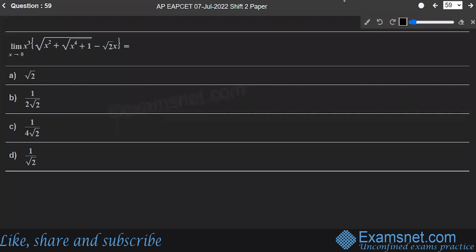Question number 59, limit x approaching 0, this whole expression is equal to what? So, there's a slight modification. Actually, this question is x approaching infinity. Now, let's solve. Limit x approaching infinity, x cube whole multiplied by root of x square plus root of x raised to power 4 plus 1, this whole under the root, minus root 2x.